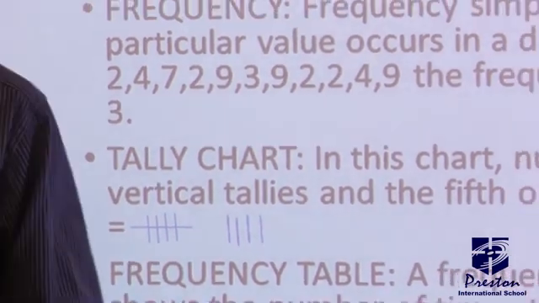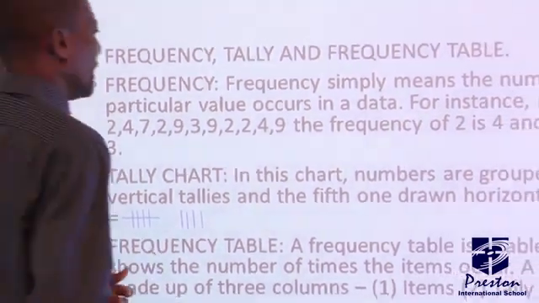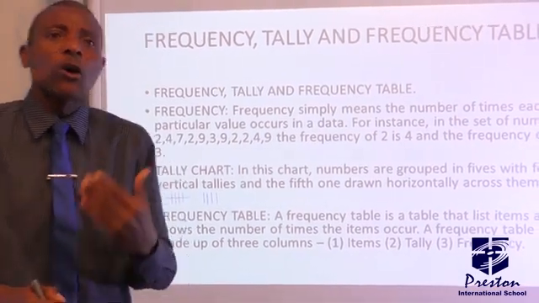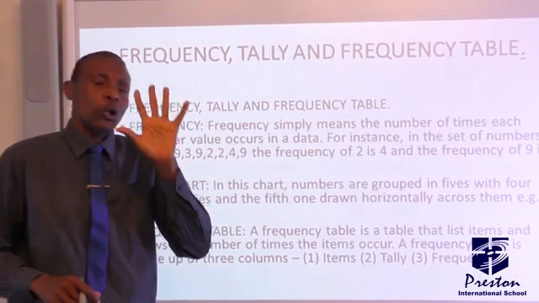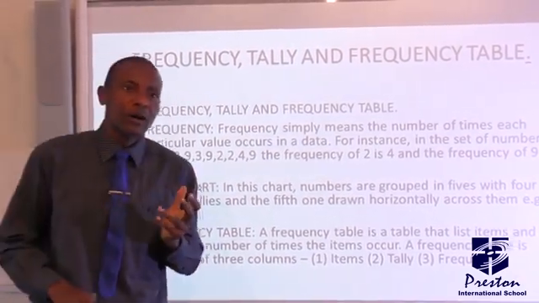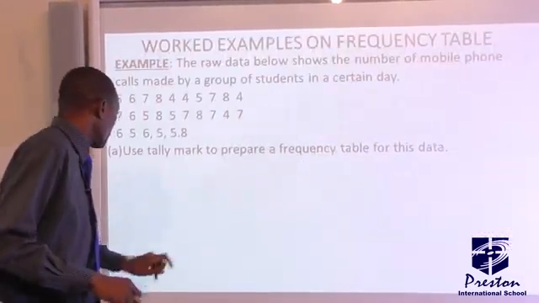Then let's look at frequency table. What do you mean by frequency table? It simply means a table that lists items and shows the number of times the items occur, from the word frequency. So a frequency table must have 3 columns. Don't forget, 3 columns. The first one is the item you're talking about. The second is the tally. And the last one, the frequency.